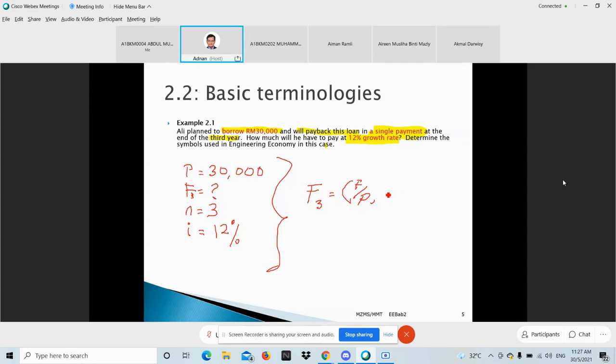The I is 12, the N is 3. So this is how we write it. We want to know the future, we are given the present. The present worth is 30,000. There is a formula to do that. So far, okay.